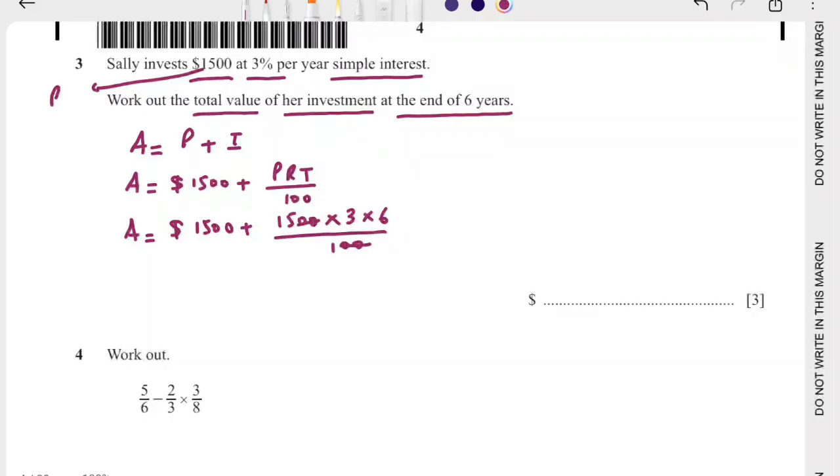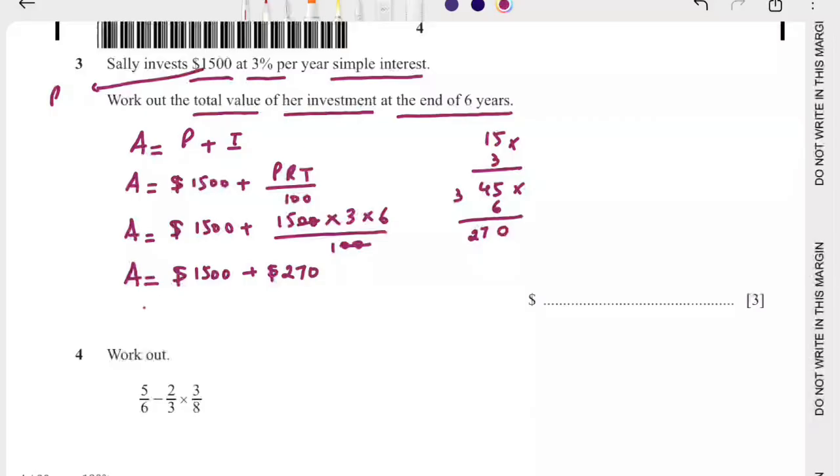20 cut will 20. So amount would be equal to $1,500 plus 15 times 3 is equal to 45 times 6 is equal to 6 5s are 30 and 6 4s are 24. This is 270. It would be $270. We are going to add both values, so it would be 1500 plus 270. So final answer would be 1770.